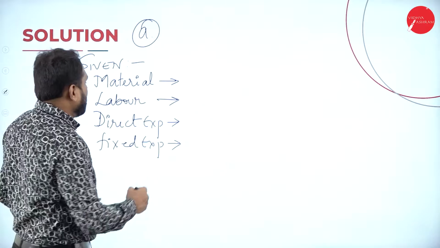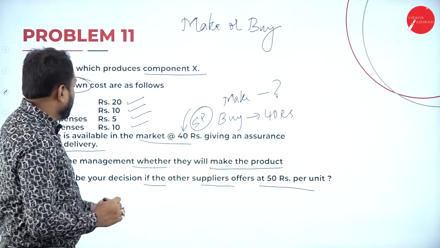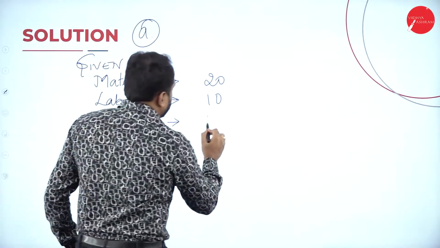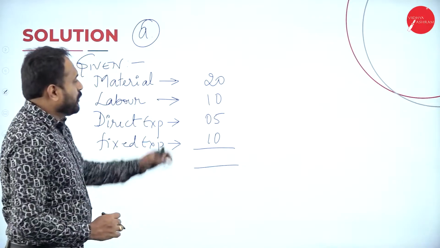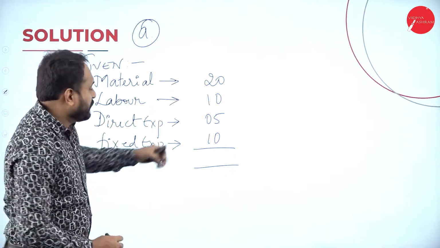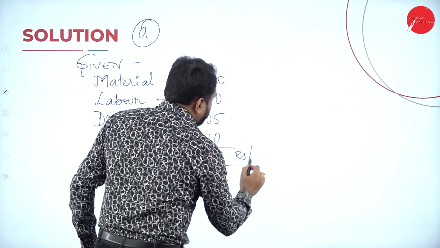Material is rupees 20. Then we have 10 and 5 and 10. So it is here 5 and 10. Total, if you go with 20 plus 10 is 30, 35, 45. So it is how much? 45 rupees per unit.